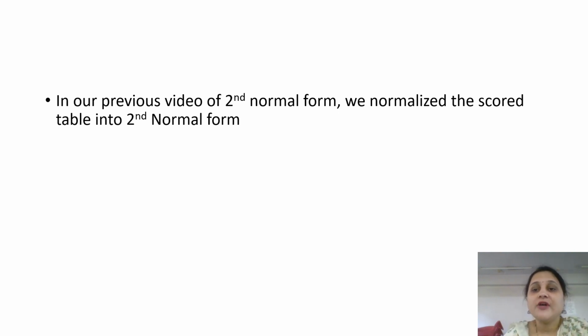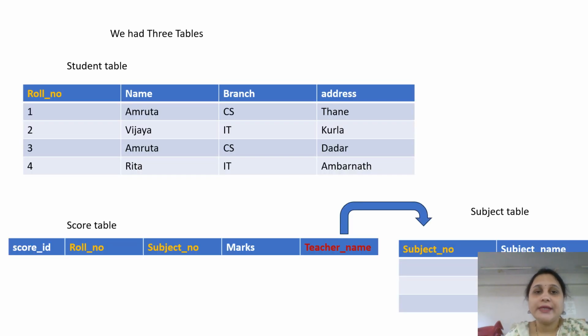There we normalized the score table. There were three tables: score table, student table and subject table, and we achieved the second normal form on the score table. Next, I will quickly revise. We had three tables: the student table, the score table and the subject table.